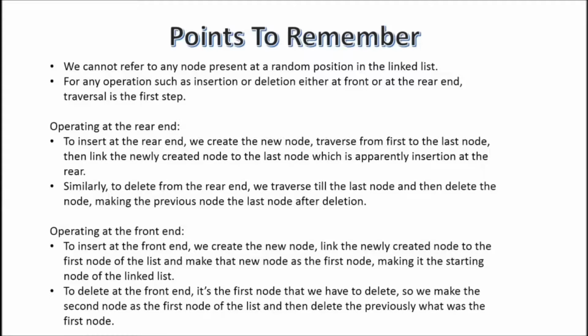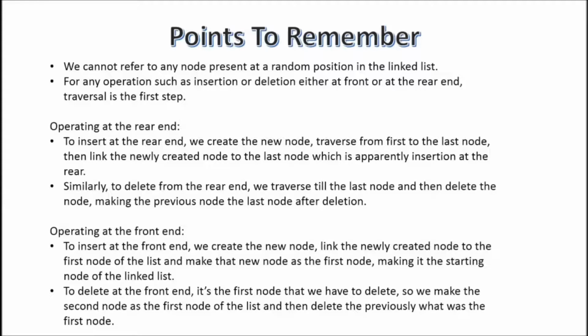So the first point is we cannot refer to any node present at a random position in the linked list. So that's why we traverse, right? Very important point: we cannot refer to any node present at a random position in the linked list. Suppose the linked list contains 6 nodes. You cannot just point to the third or the fourth node at random. There is no way of doing it.